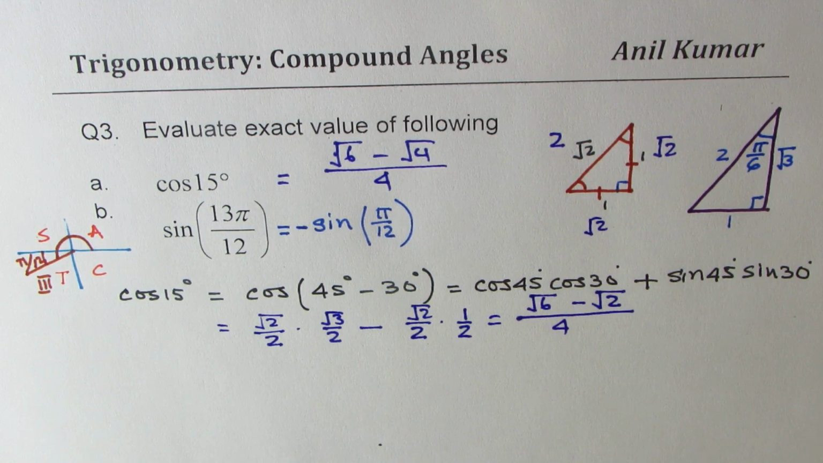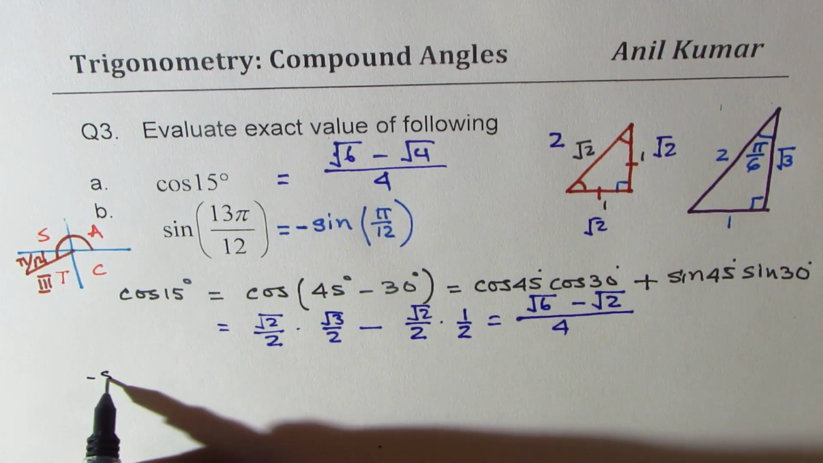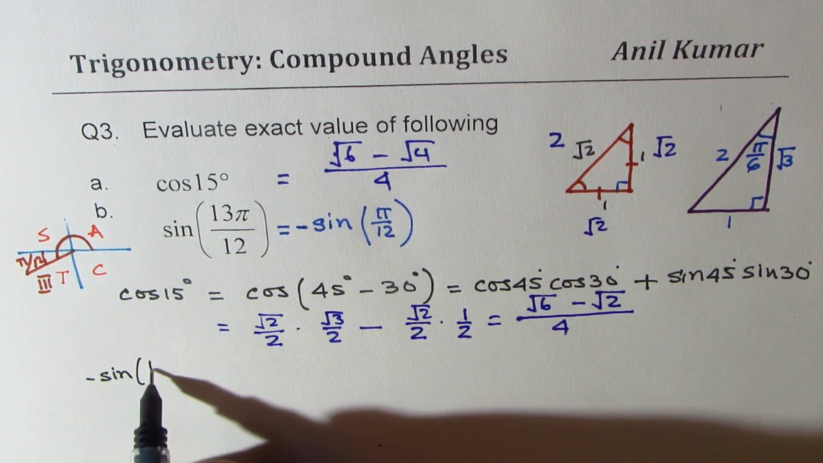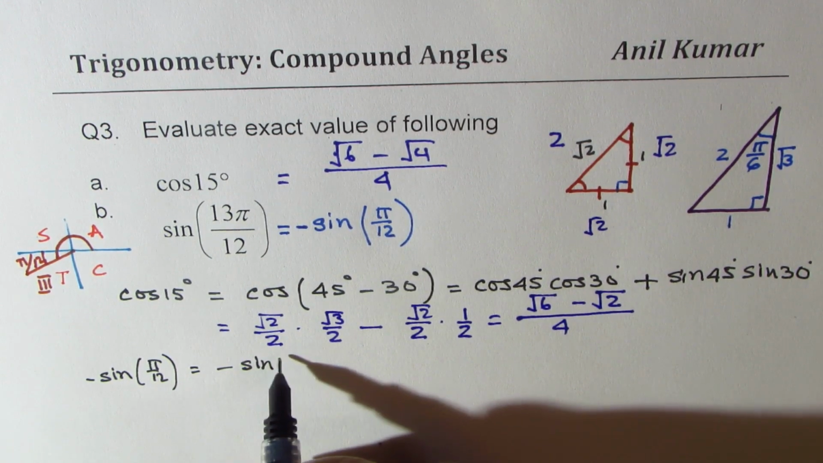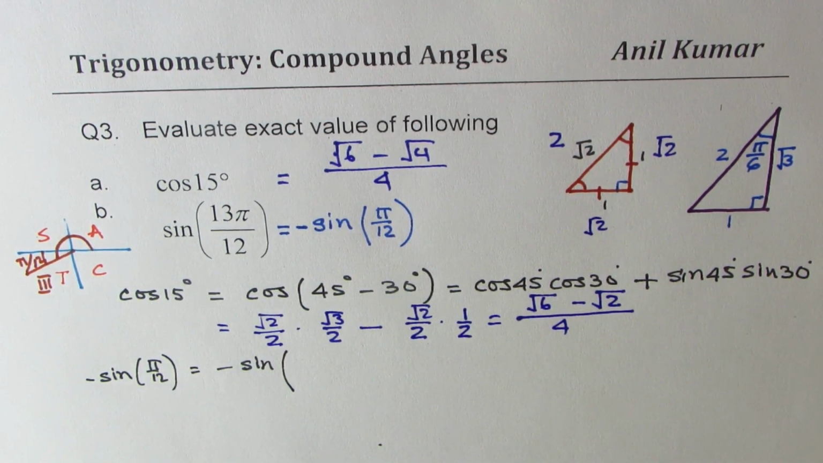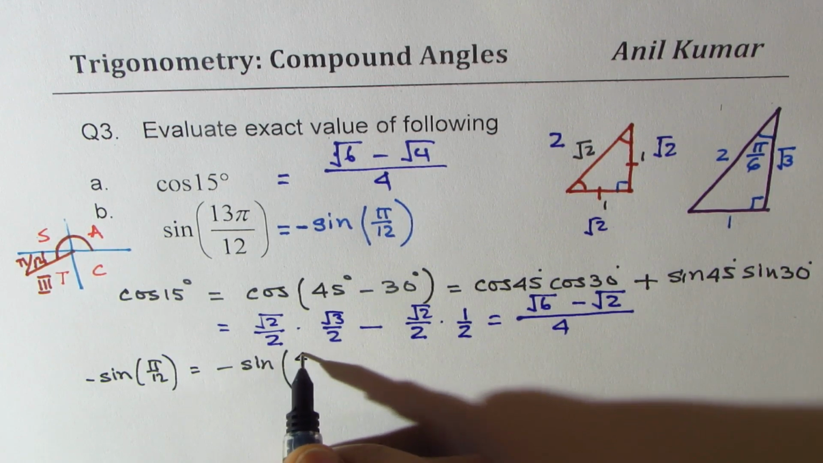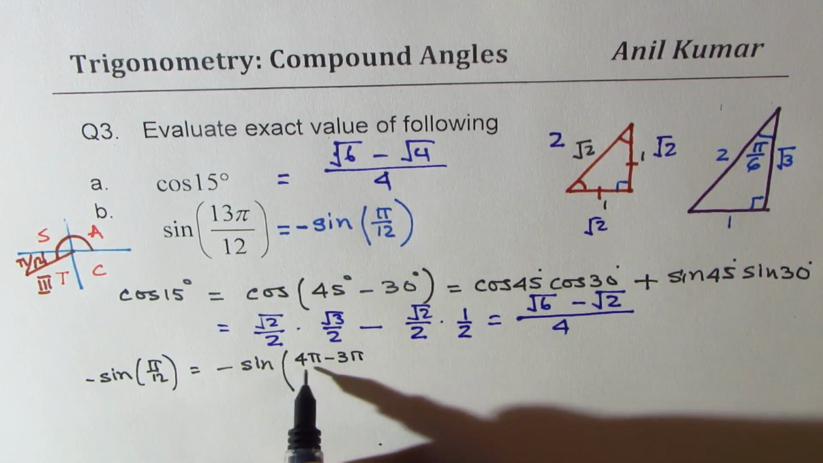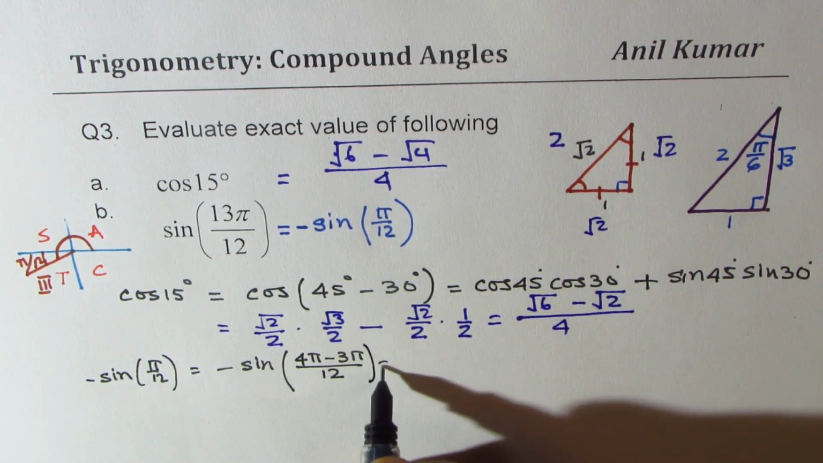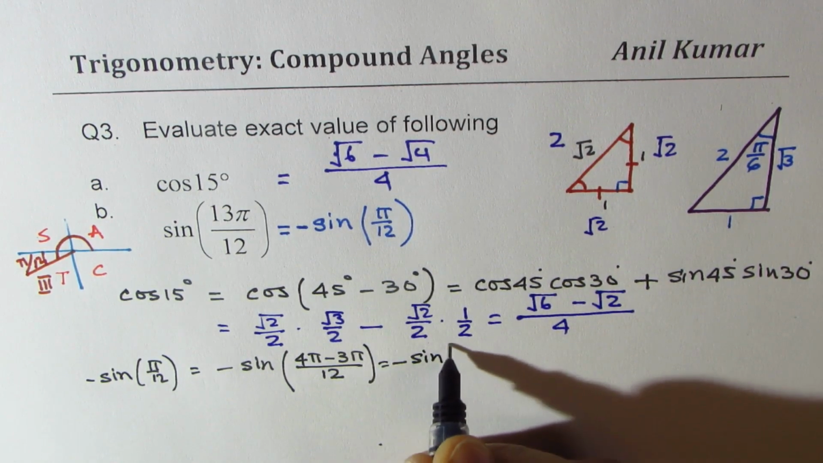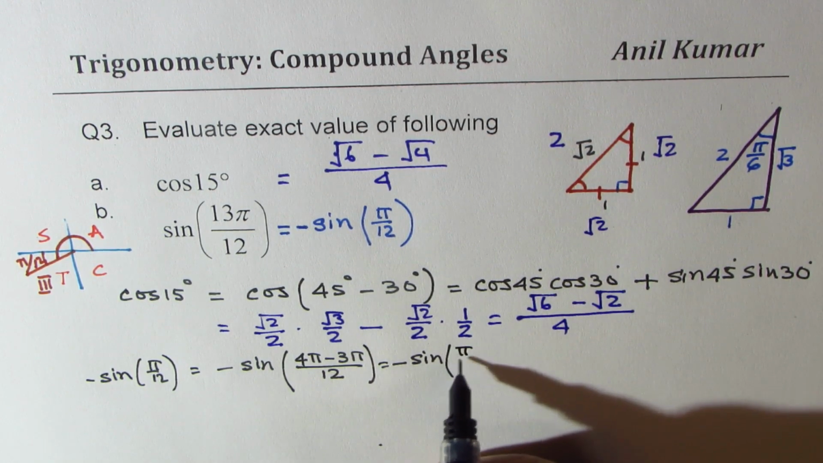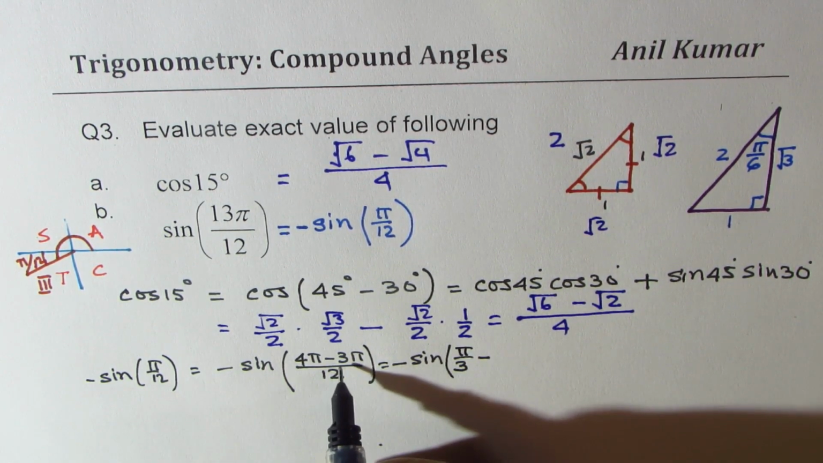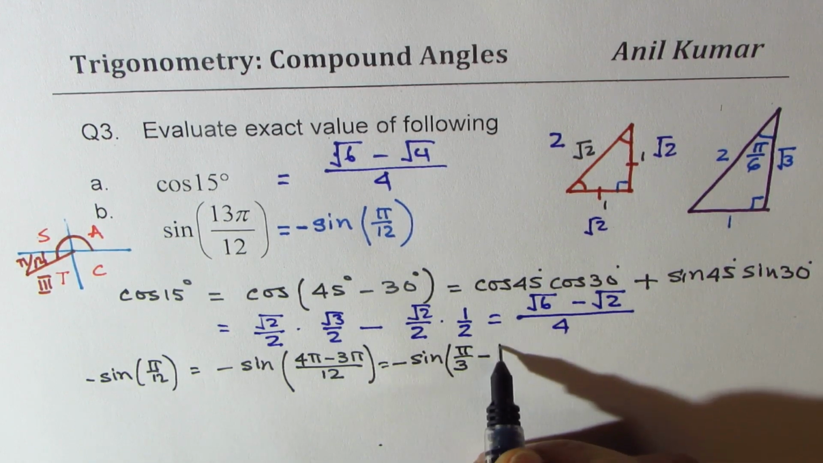I'll leave this space to write the answer. We'll take it up right there. So we'll find what is minus sine of pi by 12. Now I could write pi by 12 as combination of what? Well, 4 minus 3. So we'll write this as 4 pi minus 3 pi by 12, which is same as minus sine of 4 divided by 12 is 3. So we get pi by 3 minus pi by 4.